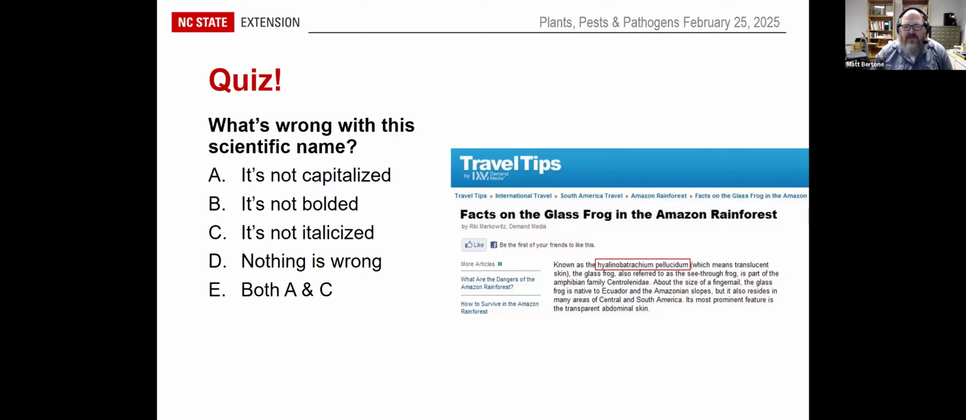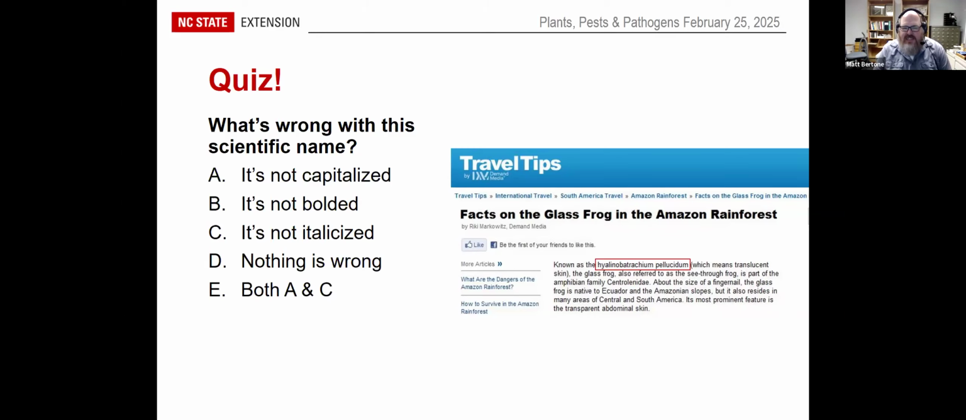Yes. So I can just tell you right now real quickly, A, it's not capitalized. B, it's not bolded. C, it's not italicized. D, nothing is wrong. Or E, both A and C. All right, we will end it there for this poll and see how we did. So looks like the correct answer is E, both A and C.